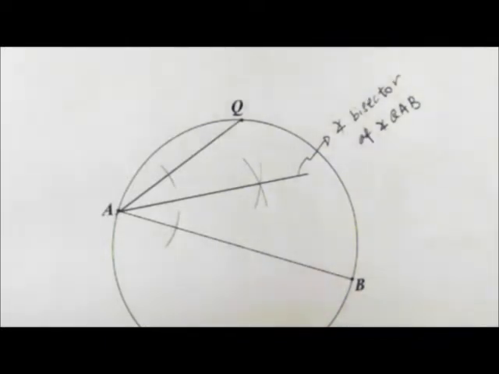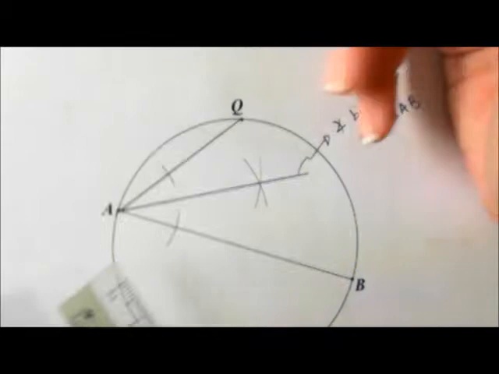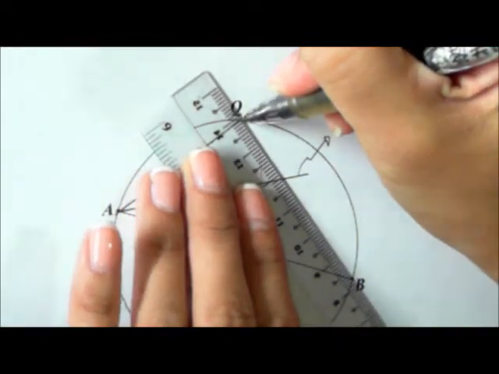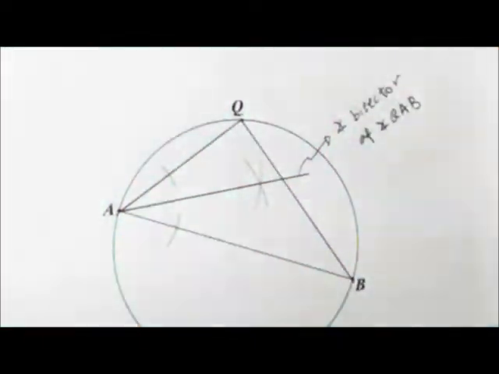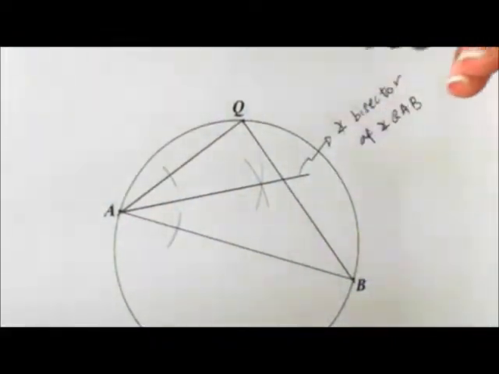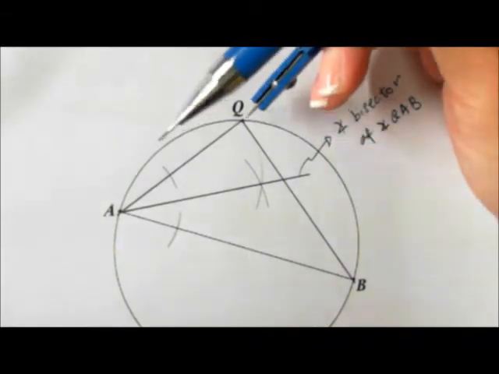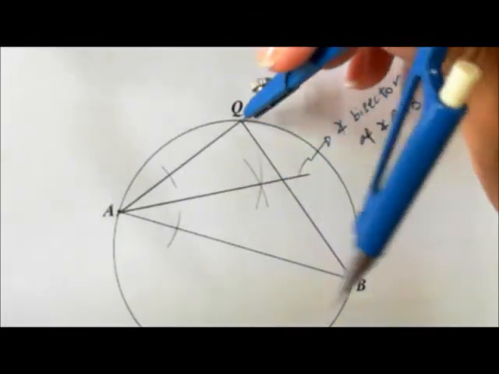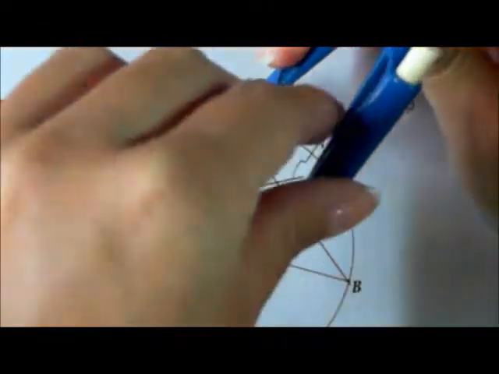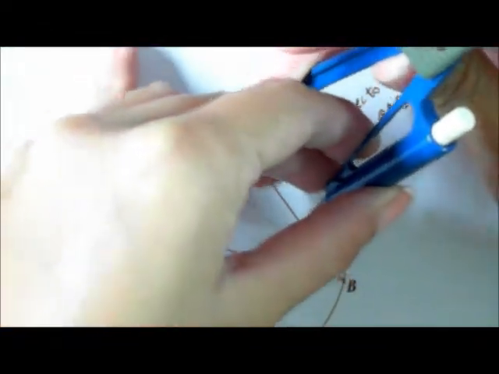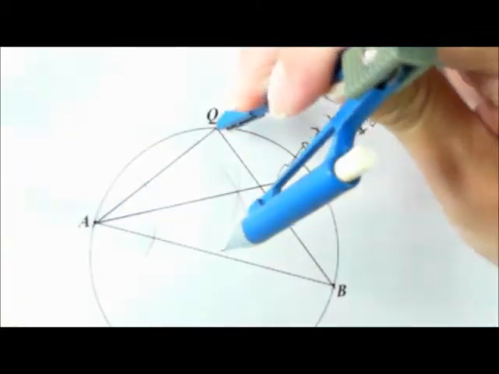Next, construct the perpendicular bisector of QB. Once again, the line QB is not drawn for you, so join it up. So QB, to draw the perpendicular bisector, let's start from point Q. Open your compass to slightly greater than half of the length of QB, so around 2/3 the length of QB.